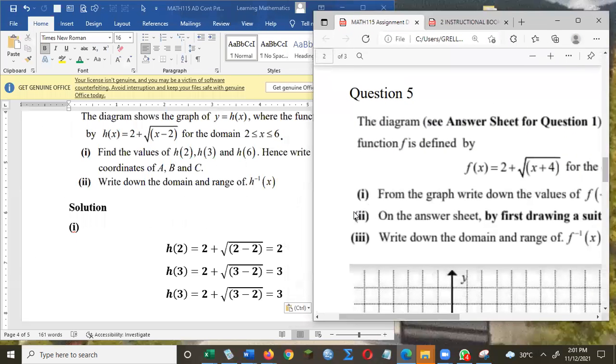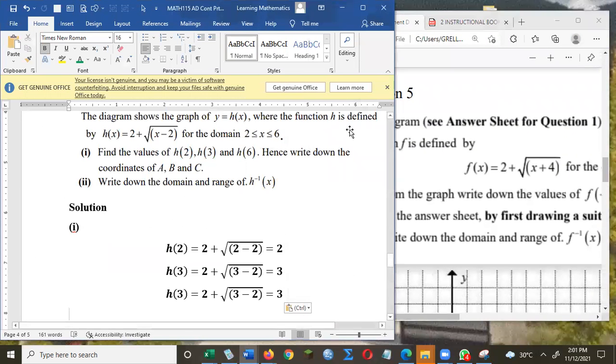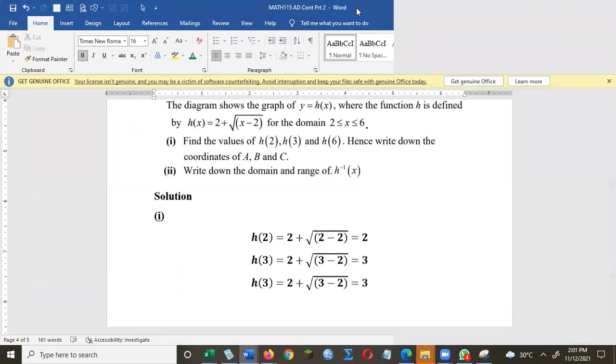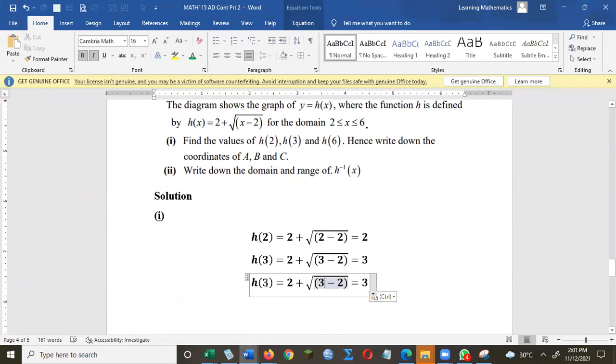H of 6, so we're on h of 6 though. So it's 2, 3, and 6. H of 6: 6 minus 2 is 4. The square root of 4 is 2. 2 plus 2 is 4. Okay, so this h of 6 is actually 4. So we have answered part 1.